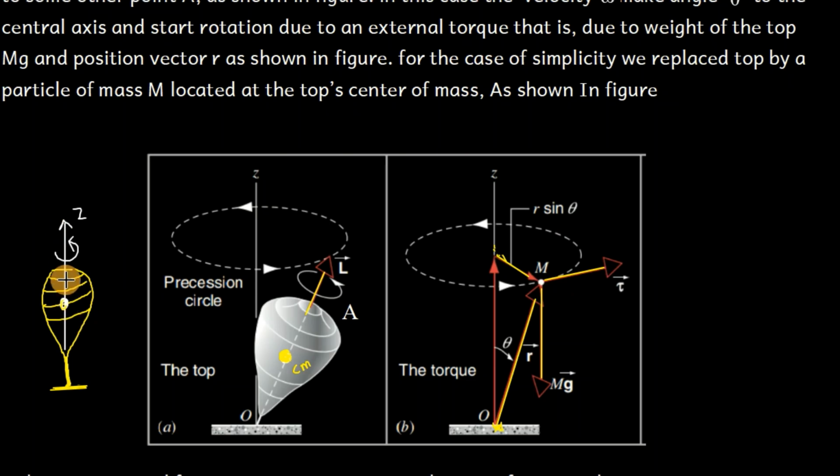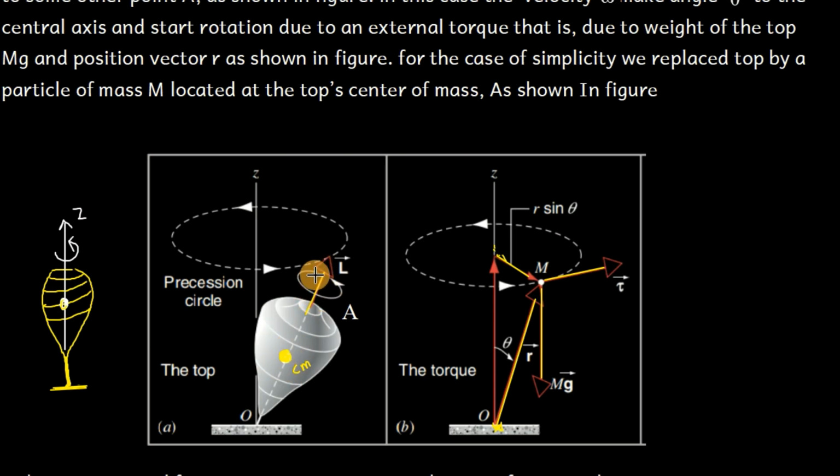Initially this rotates around this z-axis like this figure, but due to air friction its center of mass will be disturbed, meaning its center of mass deviates from this point to this point, and now it starts motion like this.